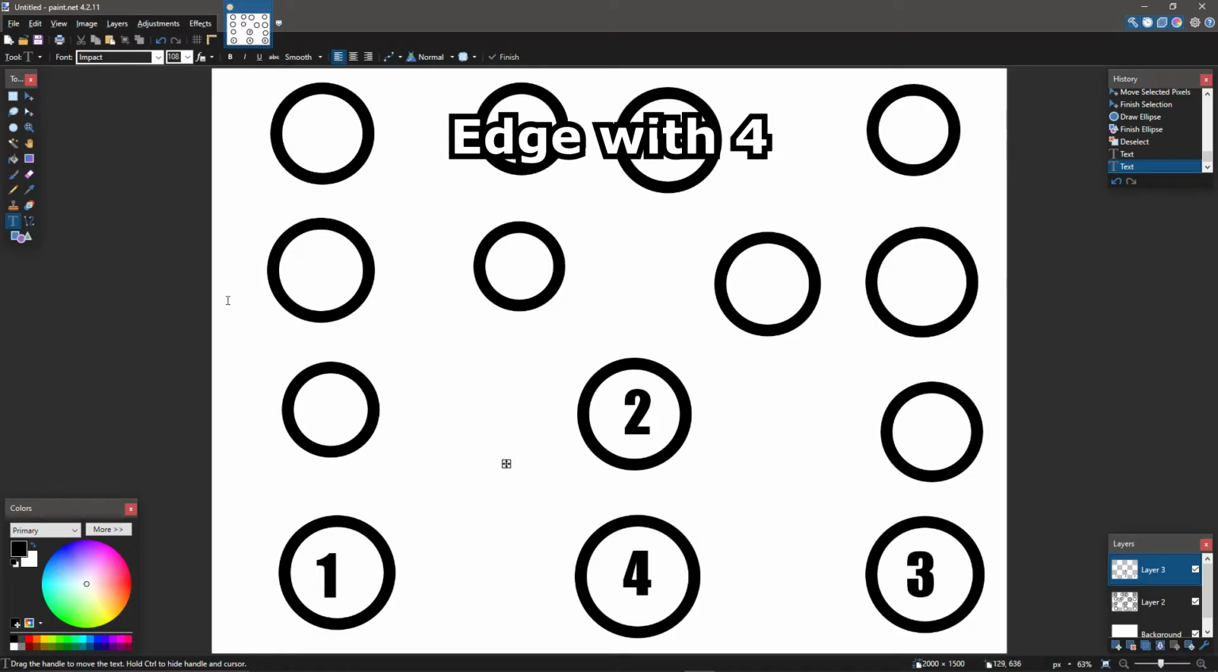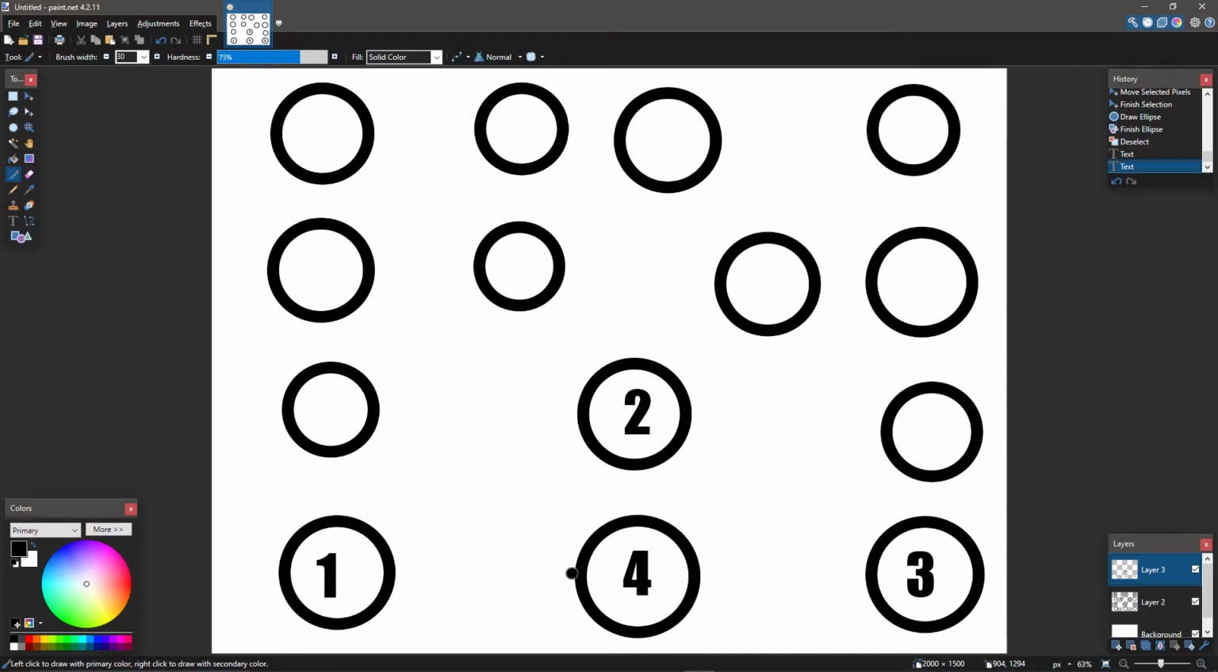Alright, so if you have a 4 on the edge, and you have a 1, you could think about it like this, where the maximum you can have is 1 line going this direction, meaning you would have at least 1 line in the other 2 directions.